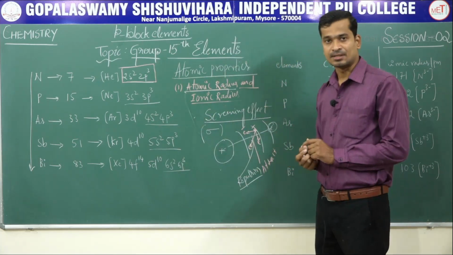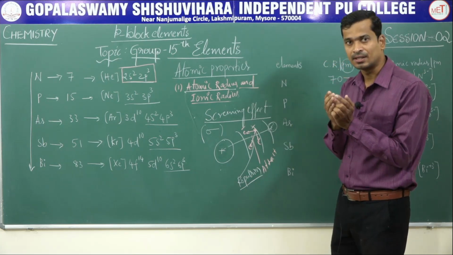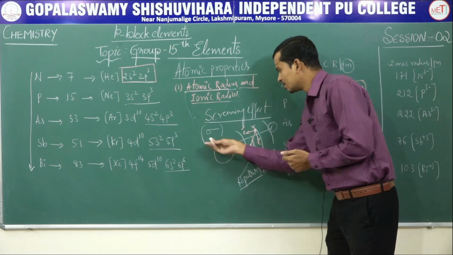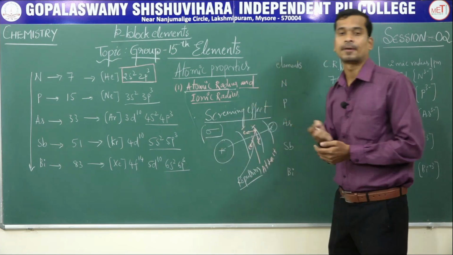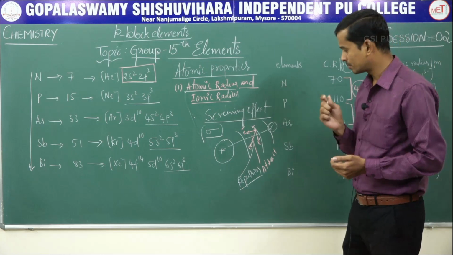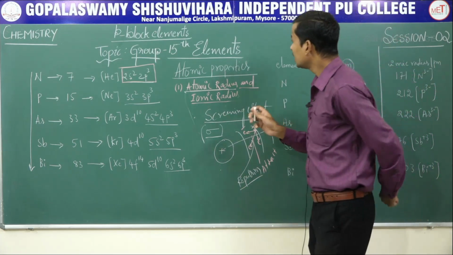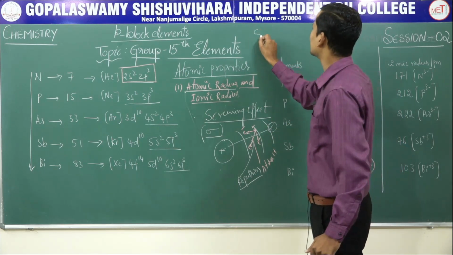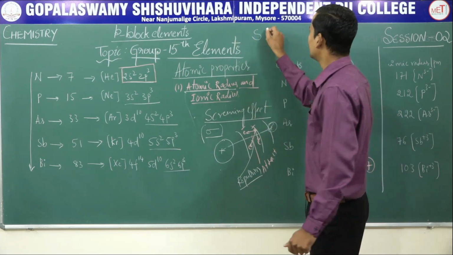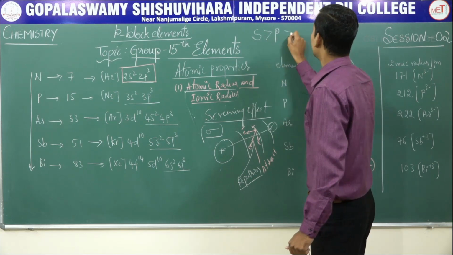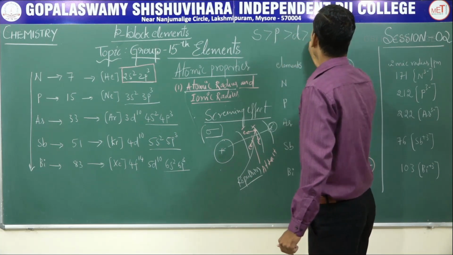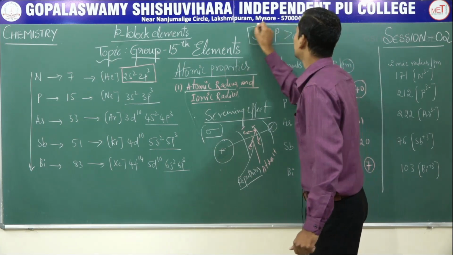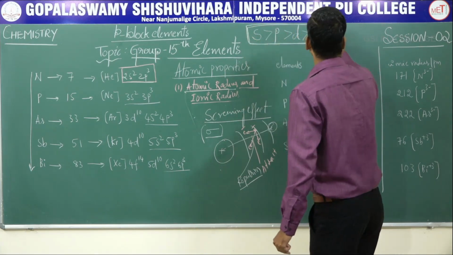Effective nuclear charge means the nuclear charge minus your screening constant sigma. Another important point: the screening effect of an electron present in an s orbital is higher than p orbital, higher than d orbital, higher than f orbital. That is very important in your competitive exam, the screening effect in this order.